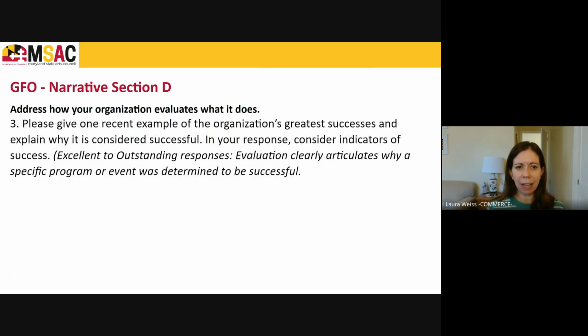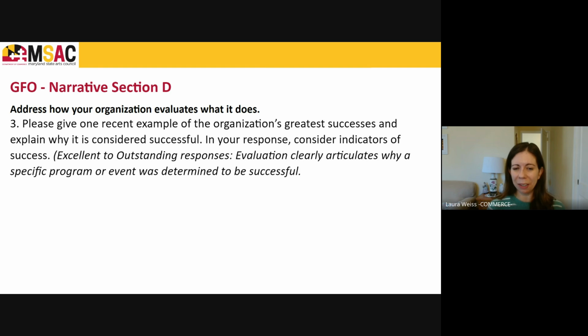And the last narrative question here is to please give one recent example of the organization's greatest successes and explain why it is considered successful. In your response, consider your indicators of success. And finally, that excellent to outstanding response is that the evaluation clearly articulates why a specific program or event was determined to be successful. So that's a lot of information to digest.